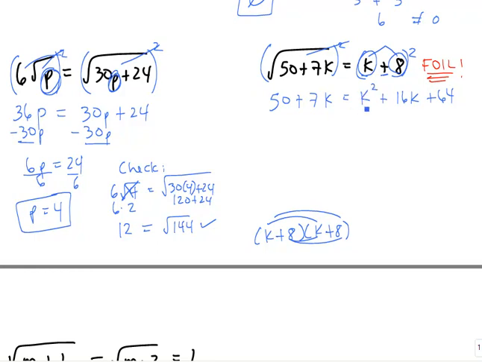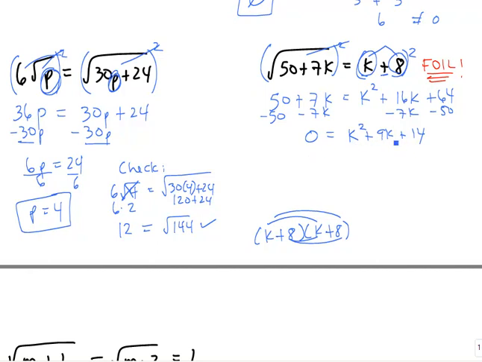So when you solve quadratics, the only way we know how to do that so far is by factoring. And in order to factor, we need to get a 0 first. So to get my 0, I'm going to subtract 50 and I'm going to subtract 7k to the other side. That way I'll get a 0 on the left side, and on the right side we'll get k squared plus 9k plus 14. And now we want to try to factor this.